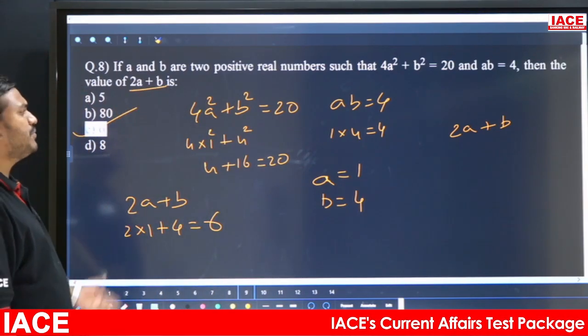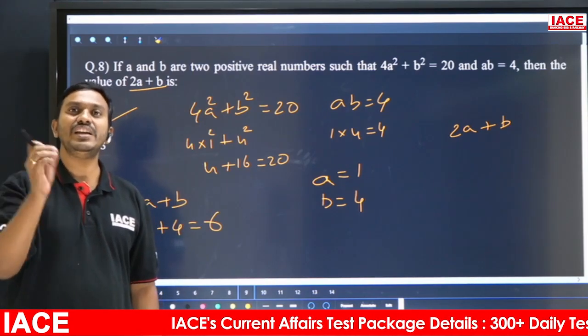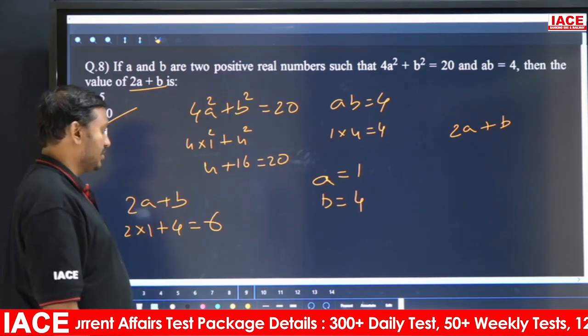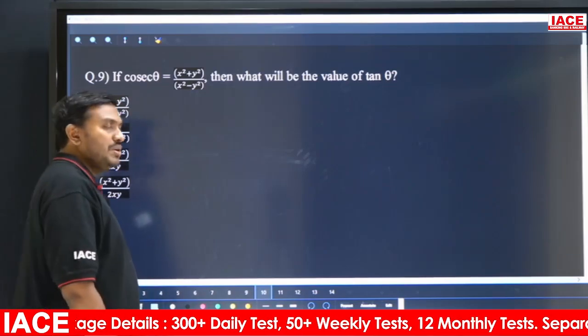Okay, right? A simple question is given. Only thing we have to identify is the A and B values. Beyond that there is nothing more to do. Okay, right. Then next one, question number 9.